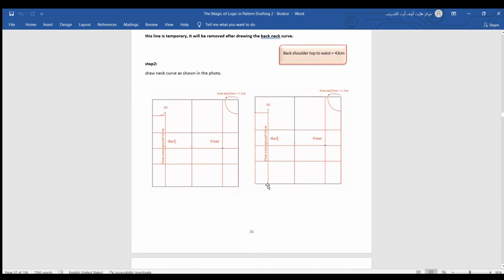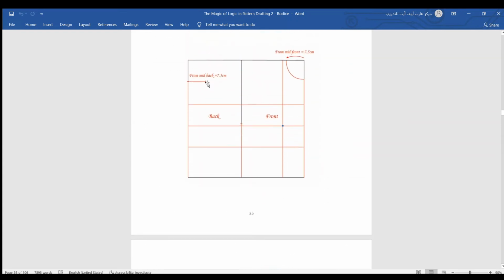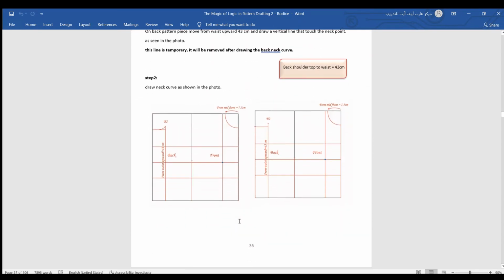It's as if you go from the waist all the way up, and it will be like so. But if you don't want to draw this line, it's fine. You can just subtract B1 minus B2 and you will end up with how much you have to go up from this point, which is 2 centimeters in our case here. I hope that makes sense for you.